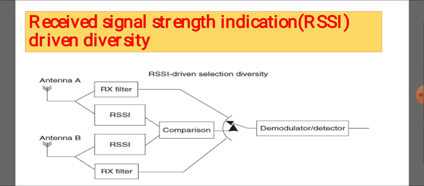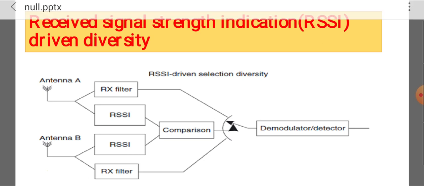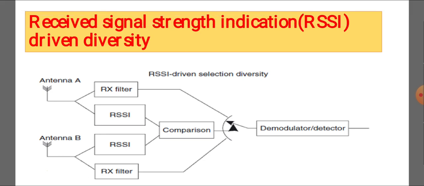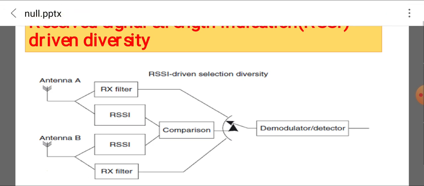Then there are two techniques in selection diversity. First one is received signal strength indication driven diversity. So in this technique, a separate sensor is used to measure received signal strength. So that will be indicated by the sensor.